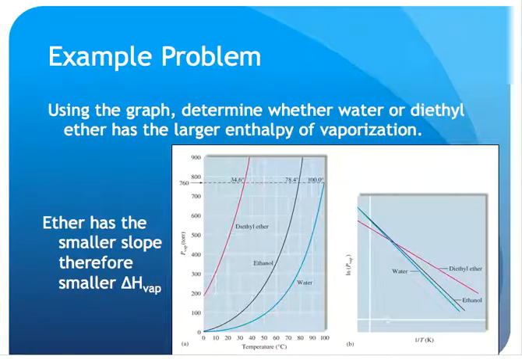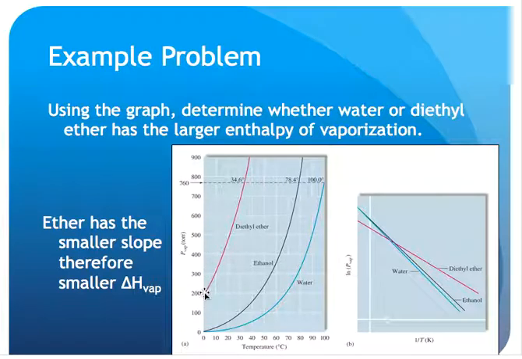I do have an example problem for you, and a couple of them actually. Using this graph right here, determine whether water or diethyl ether has a larger enthalpy of vaporization. Here's diethyl ether and here's water, and we can see our pressure off to the Y and our temperature over here on the X. The larger enthalpy of vaporization is basically how much heat it's going to take to vaporize it.